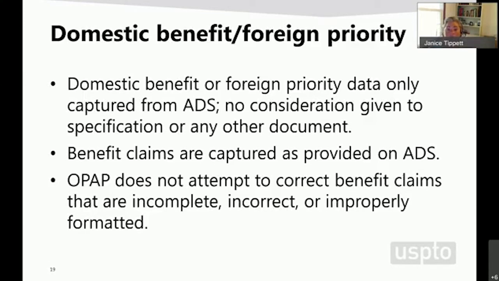If there's information missing, we will not attempt to look up that information or try to complete it or correct it. If there's missing information, then we just won't capture that benefit claim or any benefit claims that derive from that incomplete benefit claim.